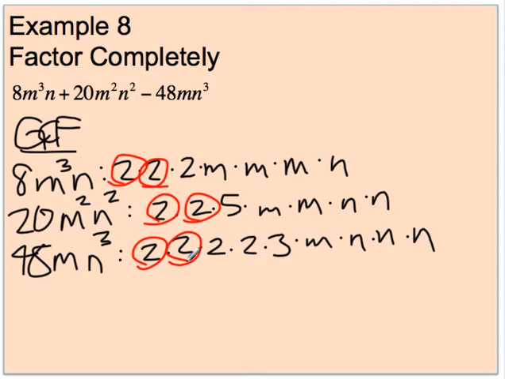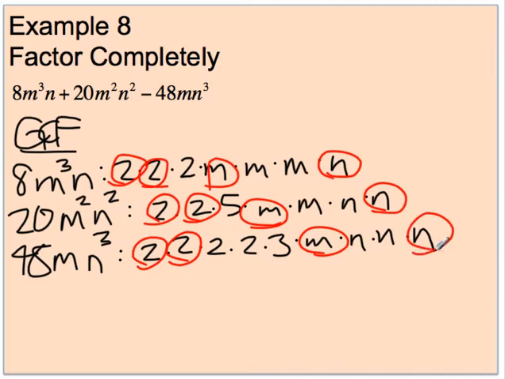I'd love to take another 2 out, but 20m squared n squared has no 2's left. While 20m squared n squared has a 5, none of the others have a 5, and 48m n to the third is the only term that has a 3. They do, however, all have at least one m and at least one n. So our greatest common factor is going to be 4 times m times n.